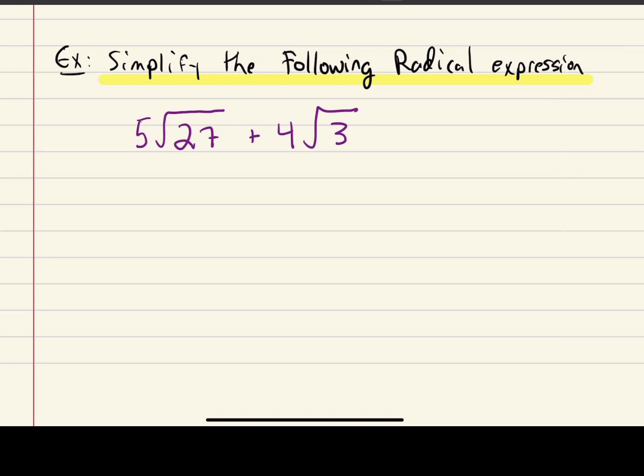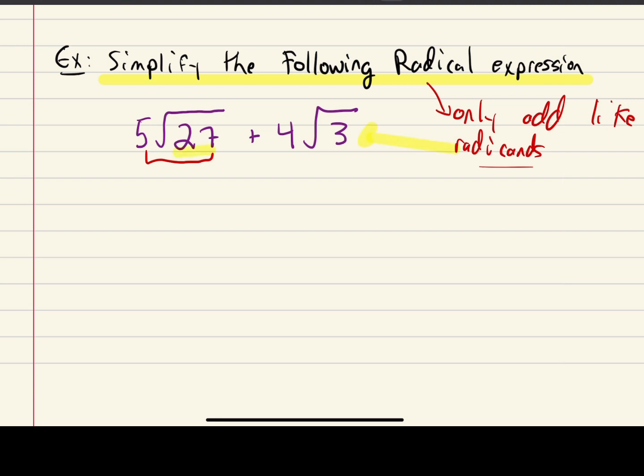So let's say we're asked to simplify the following radical expression. So what I'm going to do is simplify these first. And remember that you can only add like radicands. Remember that the radicand refers to the number inside or under the root, I should say. So these are the radicands.